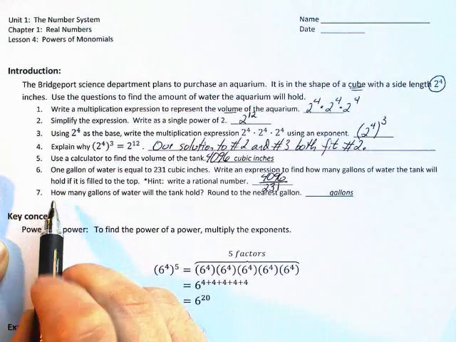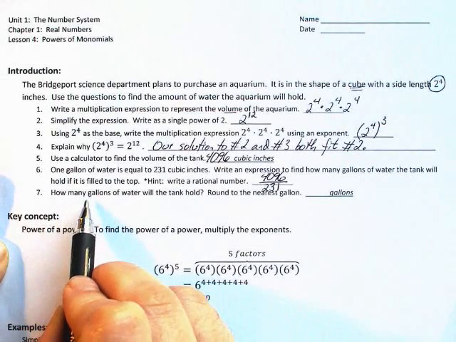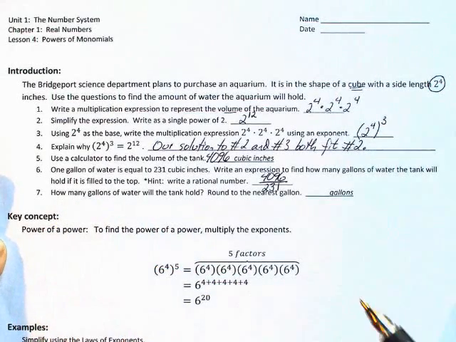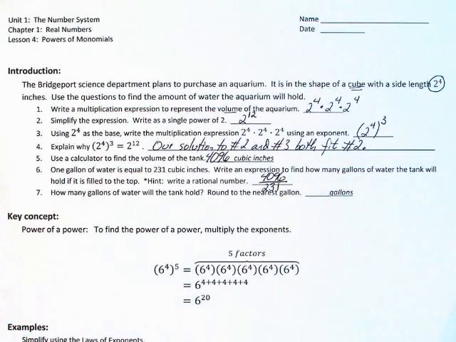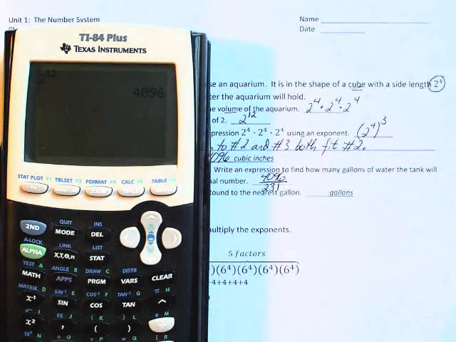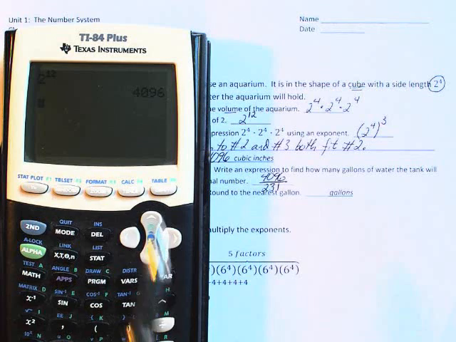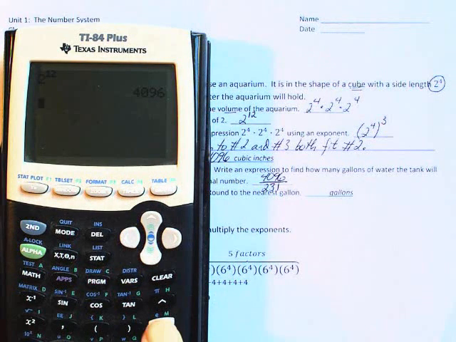And in question 7, that's what it asks us to do. How many gallons of water will the tank hold? So let's simplify this rational number. Again, on a calculator, we can find that answer pretty quickly. So we have our 4,096, which is still on the screen, and we want to divide by 231. Enter.